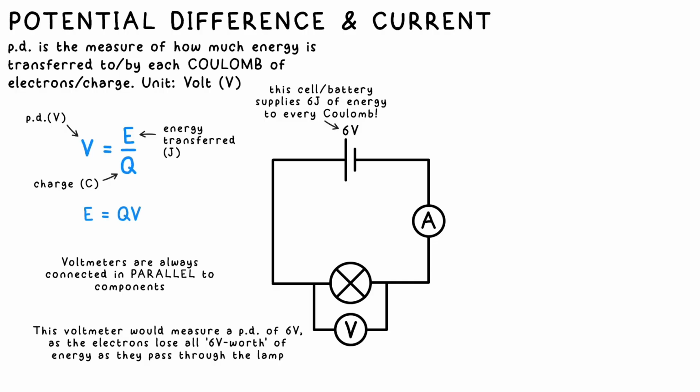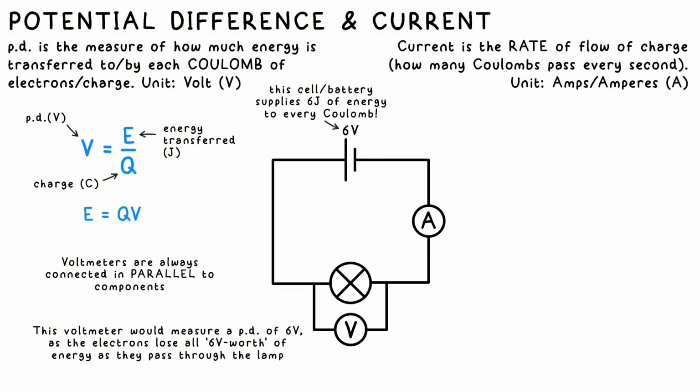Here's the equation for PD. PD in volts is equal to energy in joules divided by charge in coulombs. In simple form, V is equal to E over or divided by Q. Q is the symbol for charge, but it's measured in C in coulombs. You'll see the rearranged version, E equals QV, on your formula sheet.